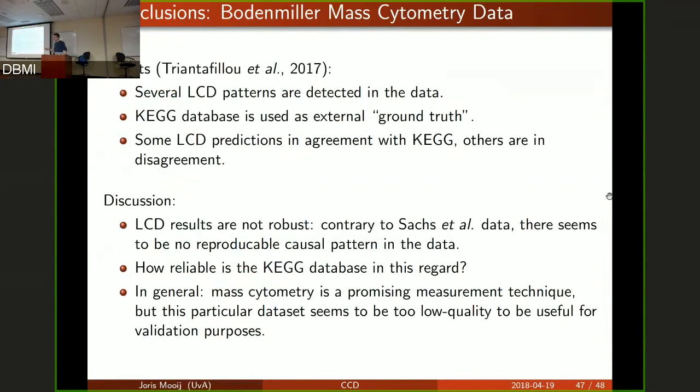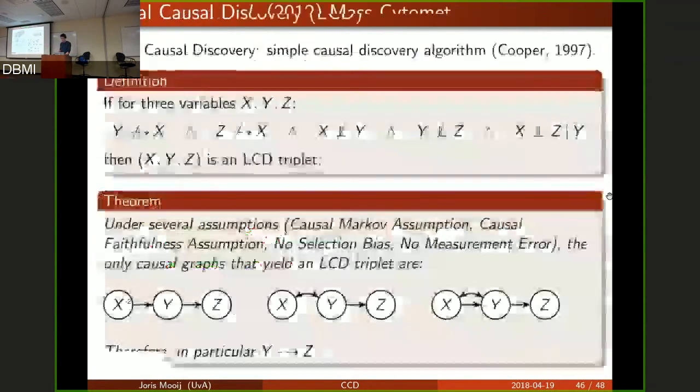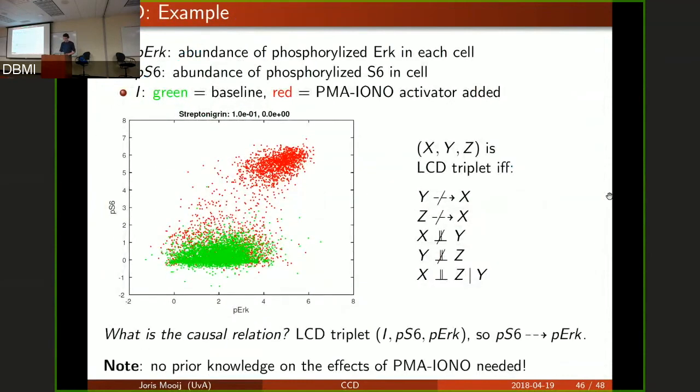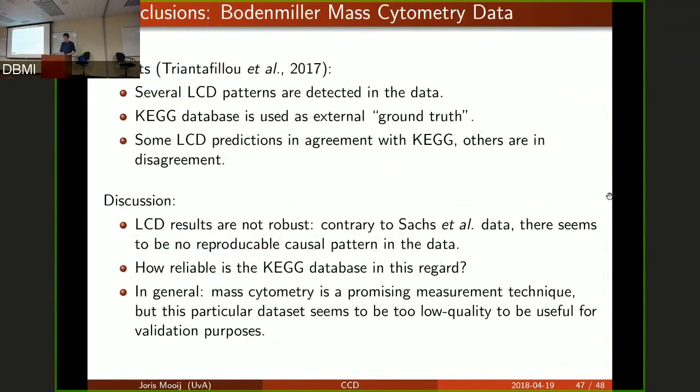Finding out how this technique could be used properly. So the data seems to be too low quality to be useful for validation purposes. Also here, in their paper, it looks as if they have all these nice dose response curves. But that's only for one of these 27 inhibitors. The other ones sometimes go like this. You would expect some sigmoid curve. So maybe in the future, if a better data set comes along, we can revisit this.